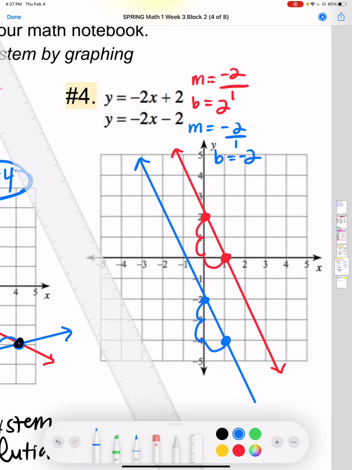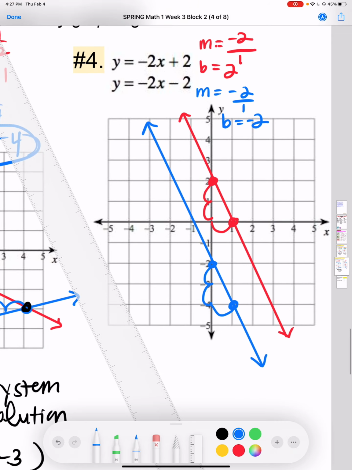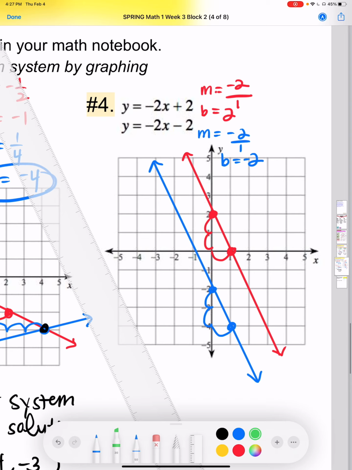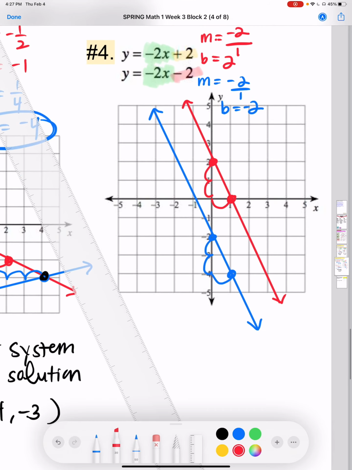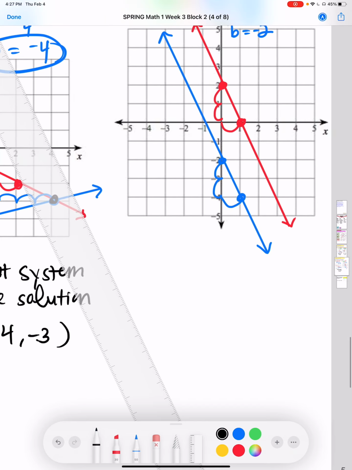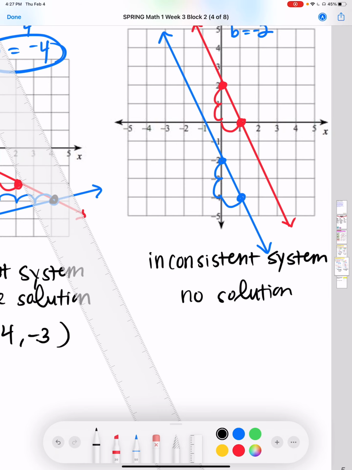Okay. And as you can tell, these lines are parallel. These lines don't cross. You can also tell by looking at the slopes, your slopes are exactly the same, but you have different y-intercepts, which means these two lines are parallel. So because they're parallel, that means that they'll never cross. So I'm going to say this is an inconsistent system, and there's no solution. We can't put a coordinate because there is none. They don't intersect at all.